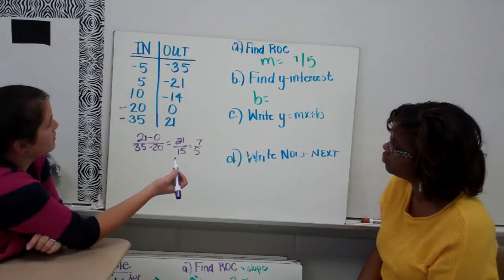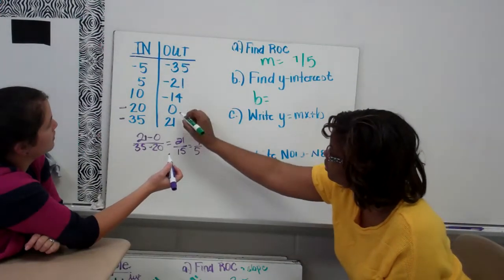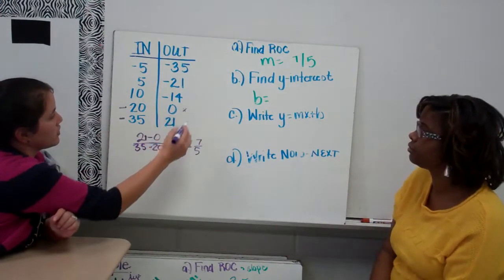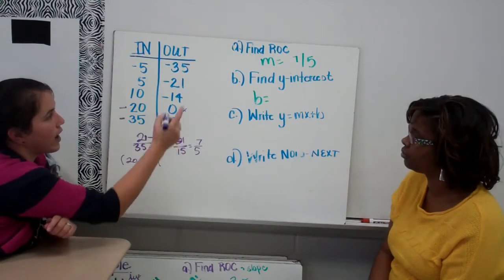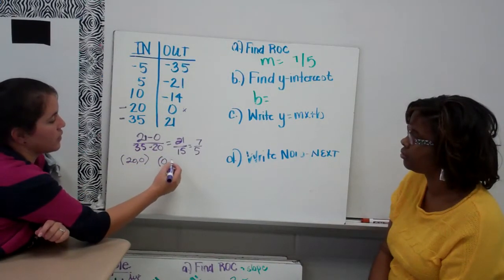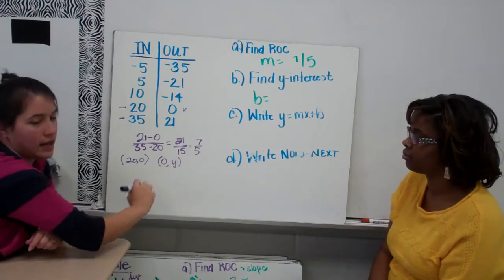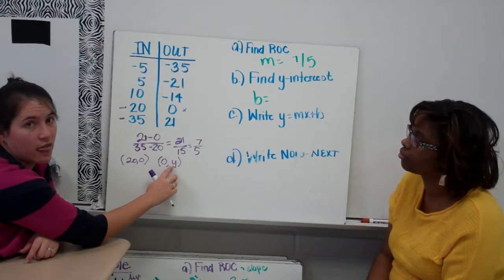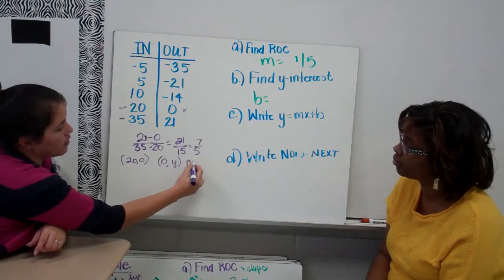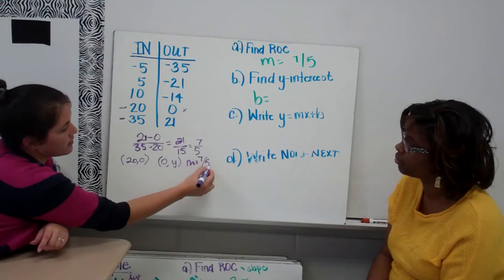Which point should we use? Let's stick to this one, 20, 0. So we're going to use the point (20, 0), and we need the y-intercept. The y-intercept is when x is 0 and we're looking for y. Remember, given two coordinates and the slope, we're finding the missing y. And we know the slope is 7/5.